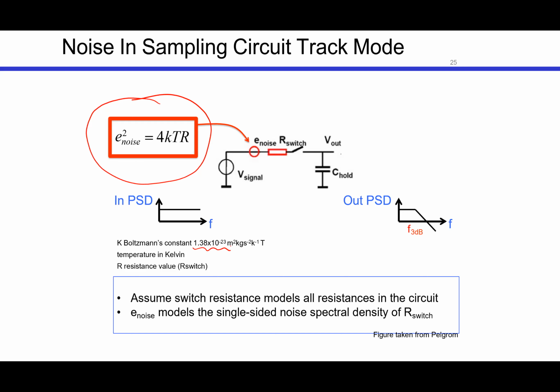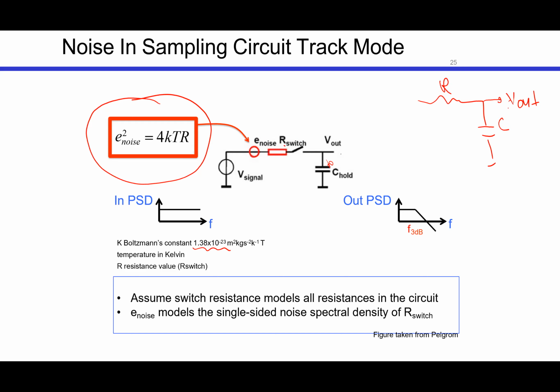Now this noise, assume it like a voltage source here, is going to be sampled on this capacitor that is here. Since this R and C form a low pass filter, this is Vout.